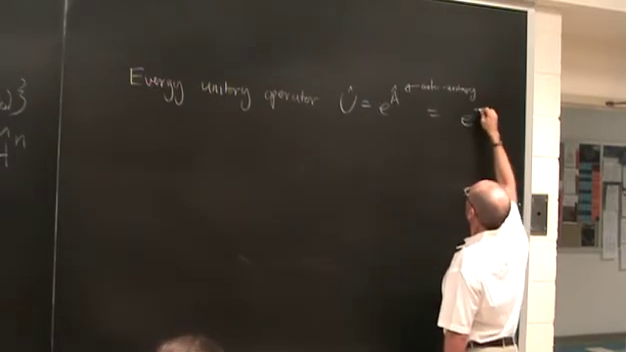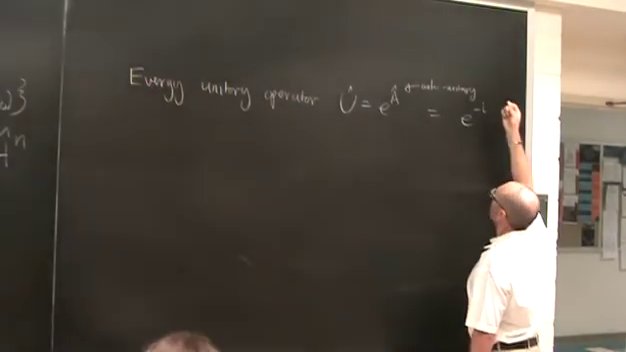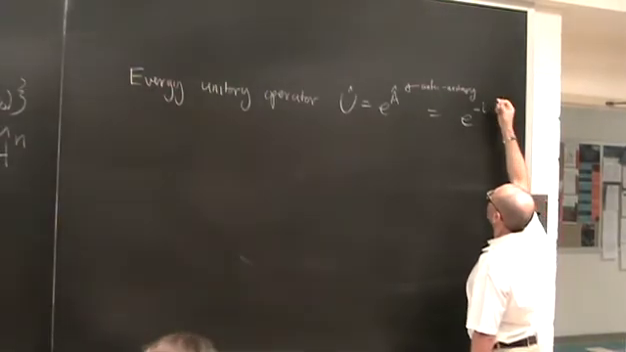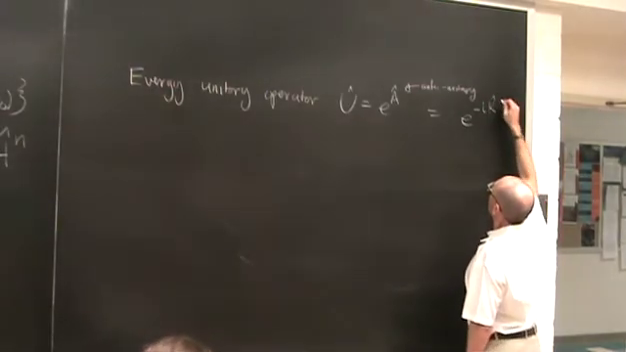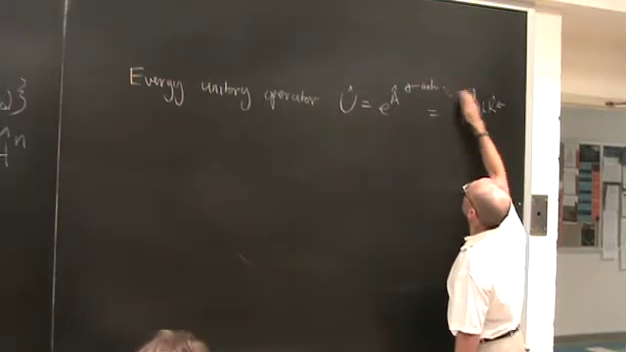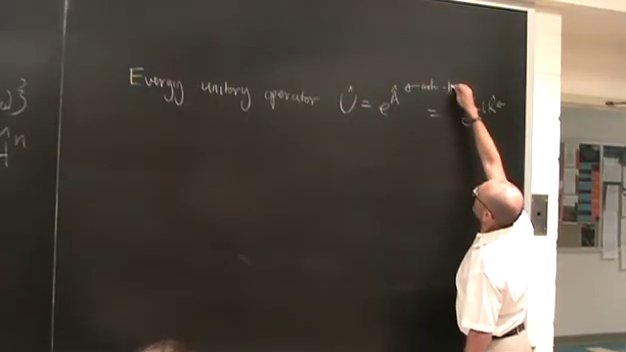Or I can write it equivalently as minus i times some k, where this is, oh God, I'm saying that, anti-hermitian.